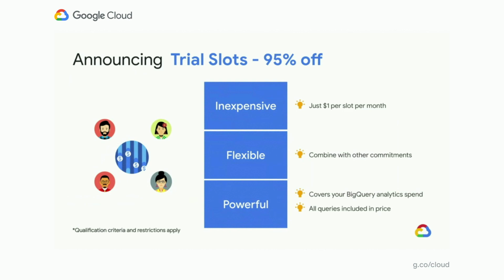We recently talked about trial slots. This is a promotion for new BigQuery customers that enables you to get 95% off of slots. Essentially, you can buy 500 slots for a duration of 6 months for $500 per month. This is a 20th of the cost of a monthly contract, so just $1 per slot per month. Of course, it's just slots, so you can combine them with other types of slots, such as flex slots, monthly and annual, and so forth. And it covers all of the SQL queries that you run, so it's a good amount of capacity. I should be mindful to tell you that this is a promotion, so certain qualifications and restrictions do apply.